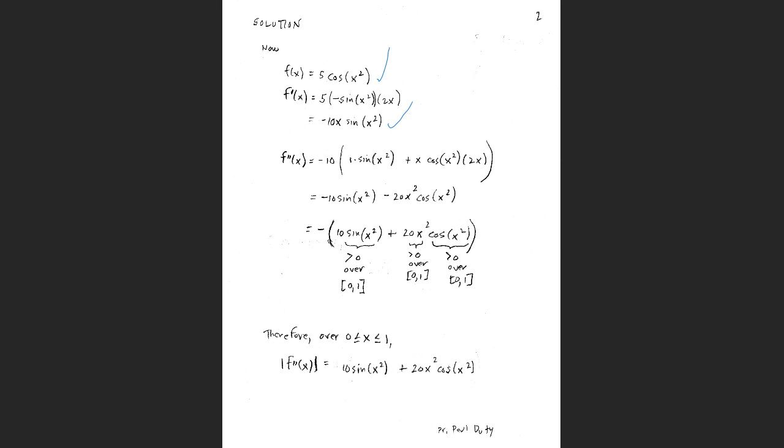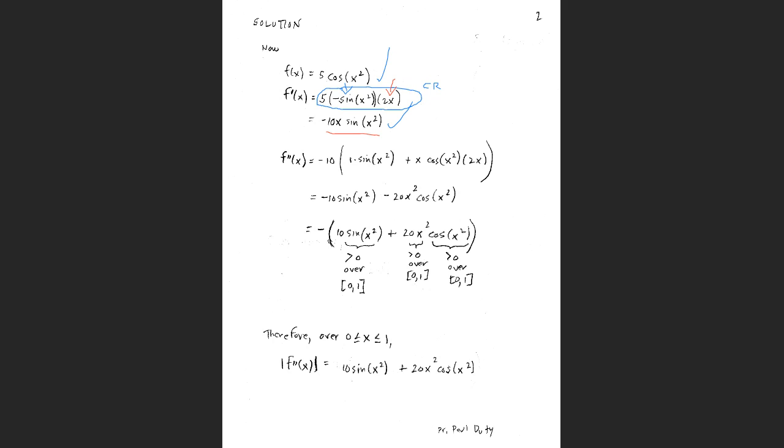Here's the first derivative, f prime of x. And what rule did I use to get the derivative that you learned in Calculus 1? The chain rule, right. The outer function is the cosine. The derivative of the cosine is minus sine. And then the inner function is x squared, so the derivative of x squared is 2x. So we get f prime of x equals negative 10x times the sine of x squared.